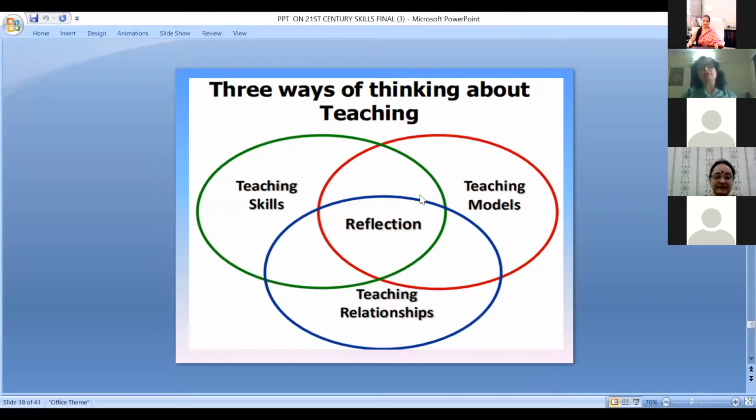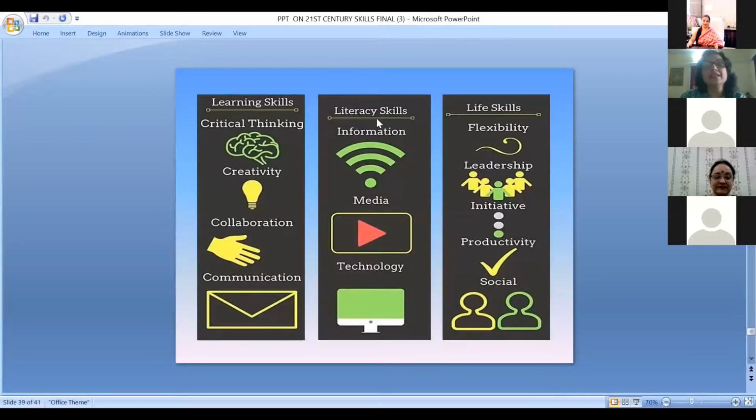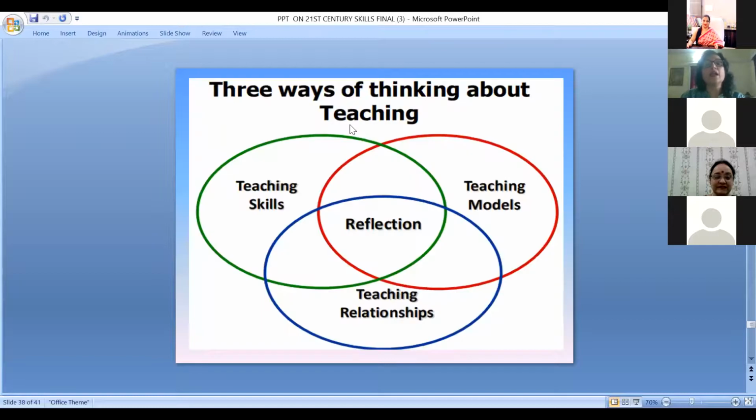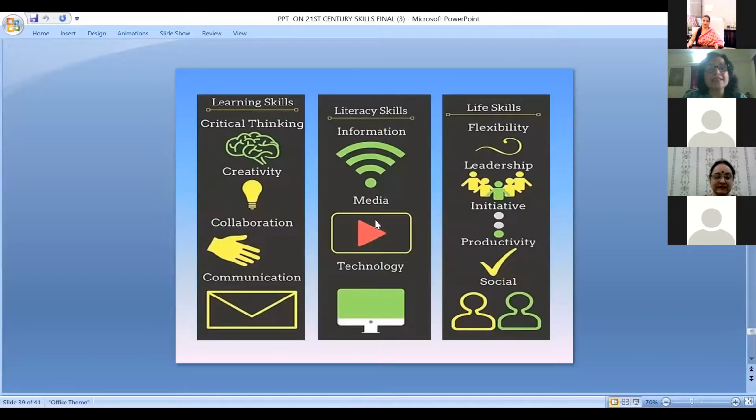So after doing all the study, what I found is that there are basically three ways of thinking about teaching for the teachers: teaching skills, teaching models, and teaching relationship. If we put all these things together and come to a reflection, these 12 skills we spoke about, learning skills, literacy skills, and life skills, they all will collaborate. So when we are making our list, we should focus on all these skills, and how and why we should incorporate skills in our teaching.